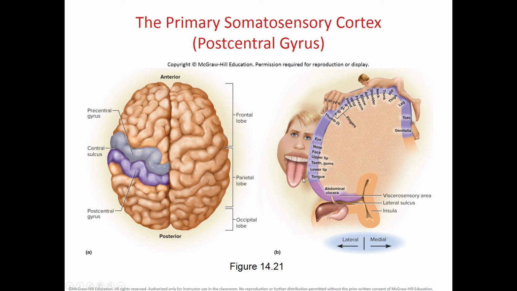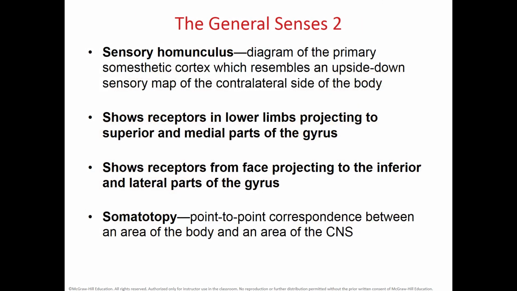And then as well here for the face, we have a lot of sensory information coming from the face, but most from the tongue and the lips. And then in here, the bottom part of this postcentral gyrus, we have information also coming from abdominal viscerae. And look here, we have information coming from the genitalia. And again, you can see here in this view the insula, which helps us to detect information like taste.